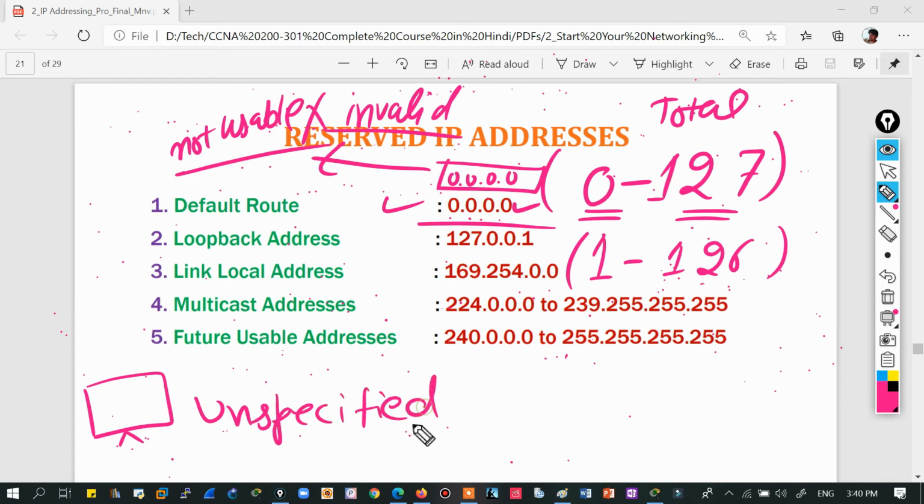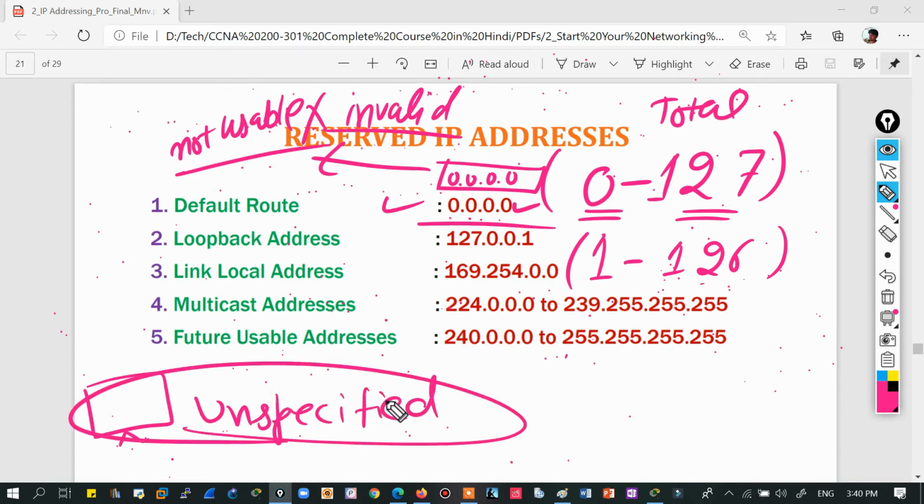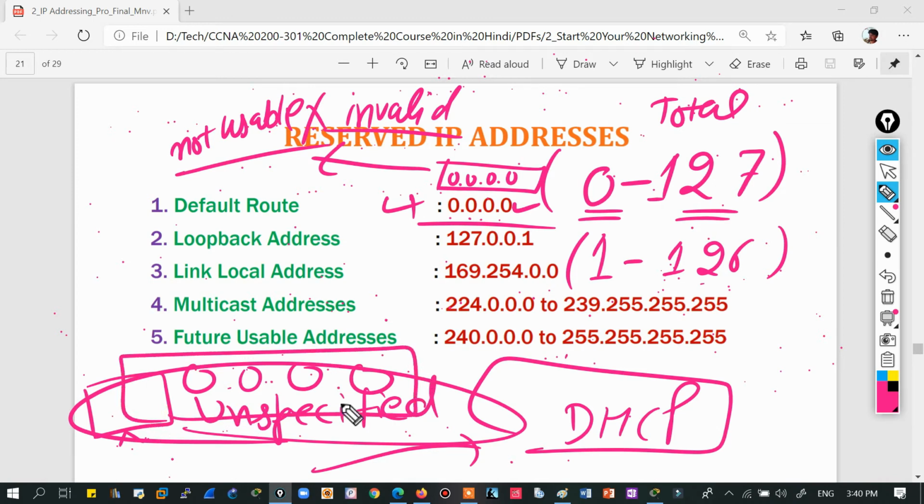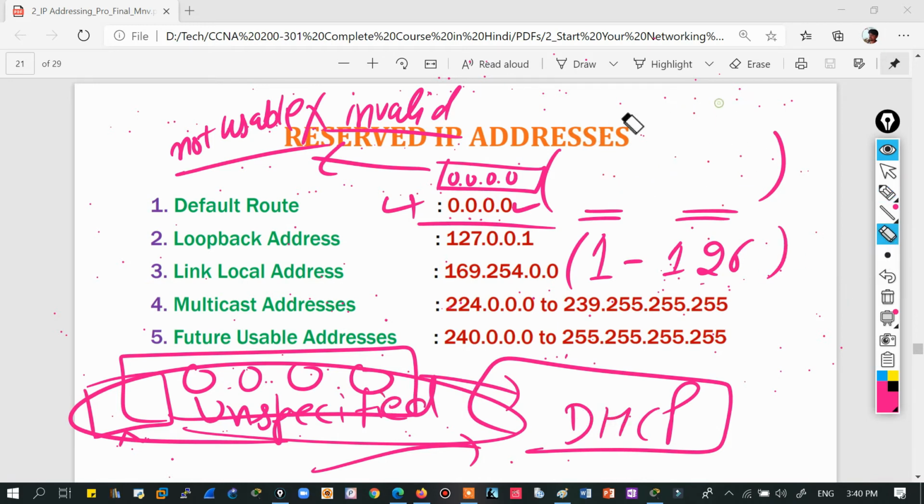It means PCs or devices which have no address, they have this address. It is especially useful when we study DHCP, when we are requesting a dynamic, automatic IP address, so we need to have some unspecified address, meaning I don't have any IP address right now, I will be requesting some IP from the DHCP server, right? So yes, these are reserved for these two purposes mainly.